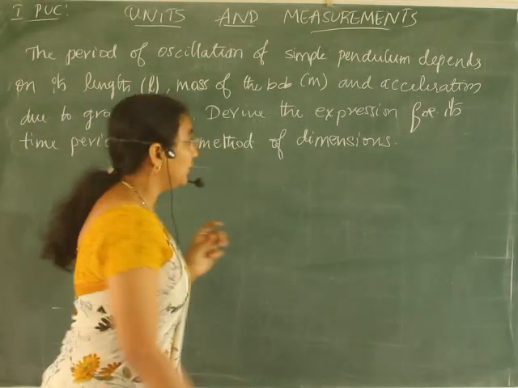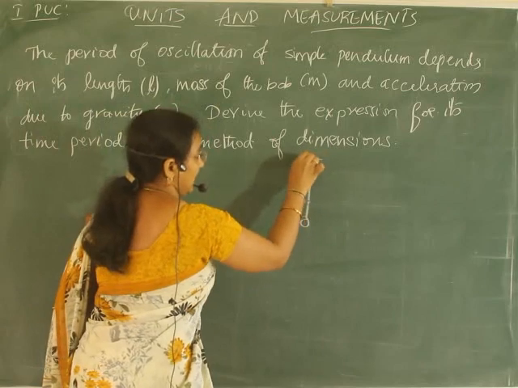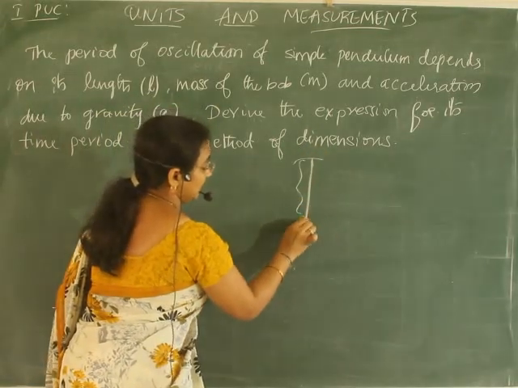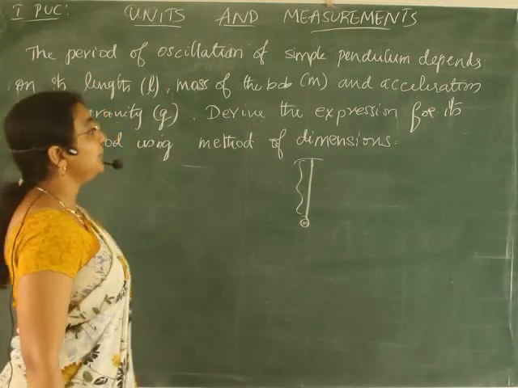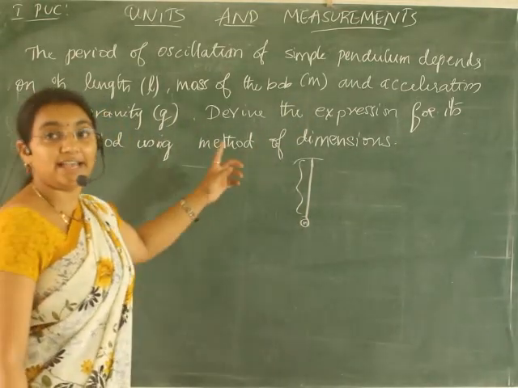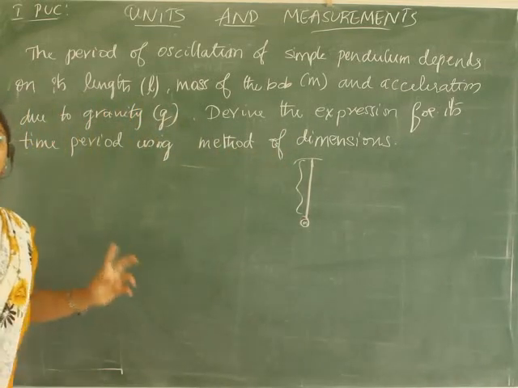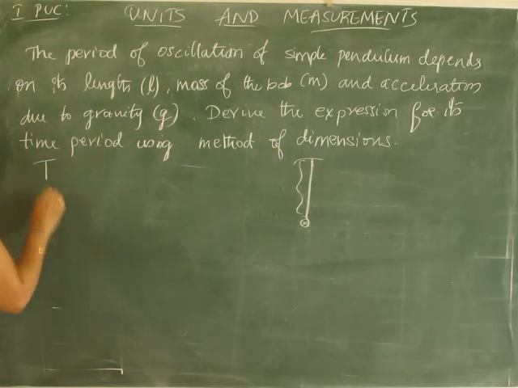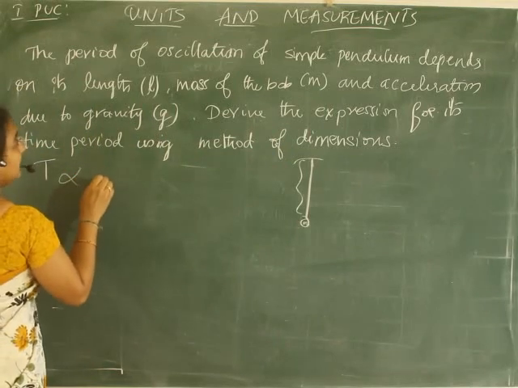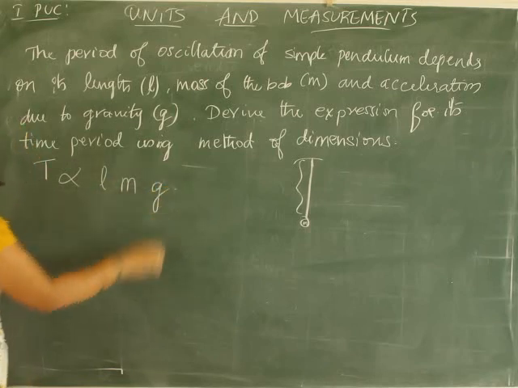that bob. So if this is a pendulum, this is hung, this is the length of the pendulum, the mass of this bob is m, acceleration due to gravity is g. Derive the expression for its time period. What is the time taken? You have to calculate. So I will say the time period depends upon, we don't know how it depends, so I'll write first length, mass and acceleration due to gravity.